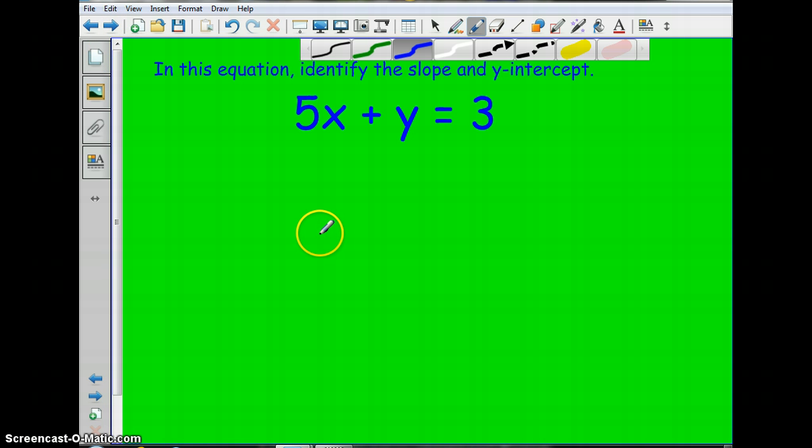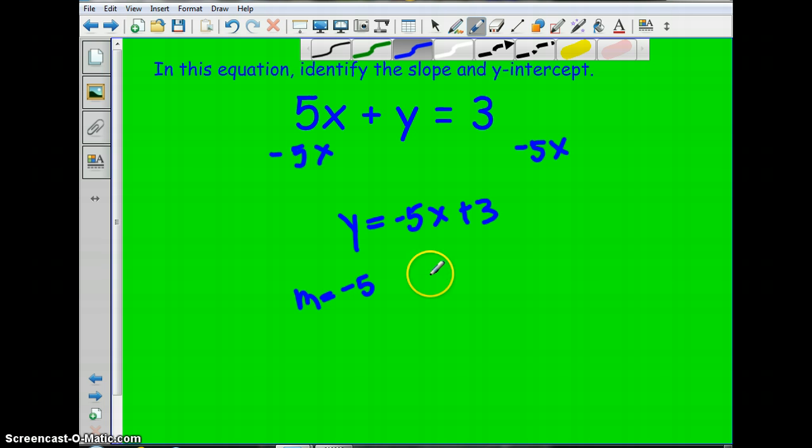For this one, identify the slope and the y-intercept. Well, what do we have to do first in order to identify each of the items? We have to get y by itself. So we're going to subtract 5x because this is a positive 5x. So we're going to subtract 5x from both sides. Y equals a negative 5x plus 3. Hopefully you guys are seeing now why I wanted you to put the x first. It's because of this slope-intercept form. So m is going to be negative 5 and b is going to be a positive 3.